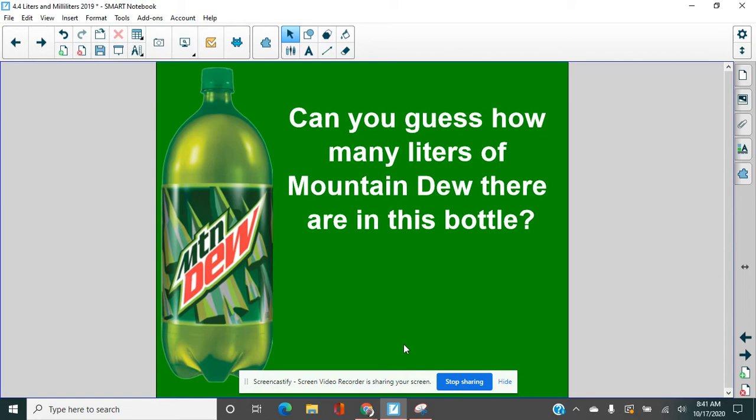Have you seen one of these before? I bet you have. What do we call this kind of bottle of Mountain Dew? Yeah, we call it a 2 liter bottle, right? I got a 2 liter of Mountain Dew. Now, don't drink all of that at once.